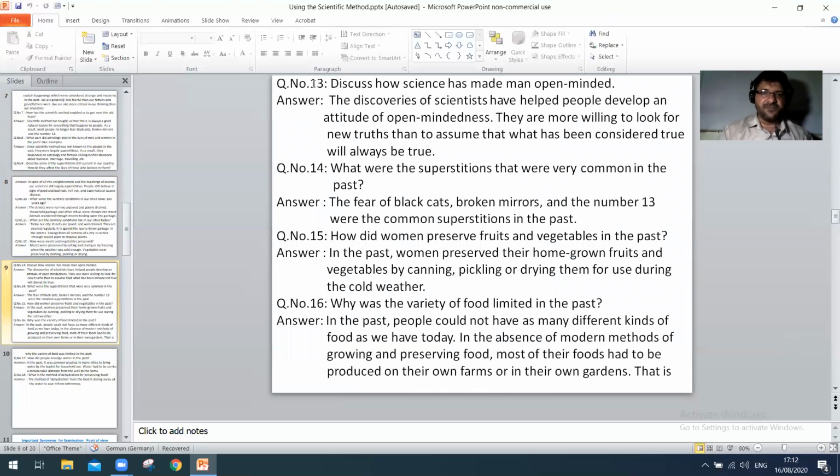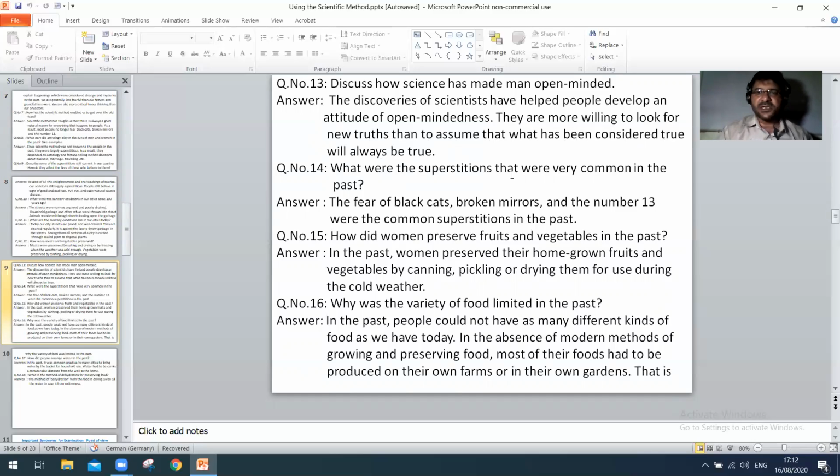Question number 13. Discuss how science has made man open minded. Answer. The discoveries of scientists have helped the people to develop an attitude of open mindedness. They are more willing to look for new truths than to assume that what has been considered true will always be true.